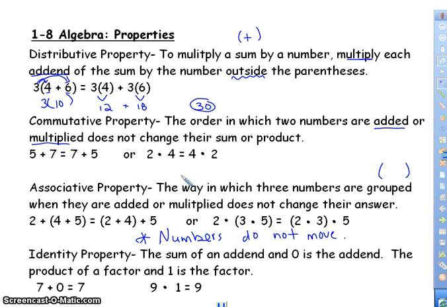The numbers are moving. Your identity properties here says the sum of an addend and 0 is the addend, so any number plus 0 is 7. And the product of a factor and 1 is the factor, so it's 9. Okay, these are what we call kind of the duh properties. Everyone knows any number plus 0 is that number, and everyone knows any number times 1 is itself. Those are our identity properties.